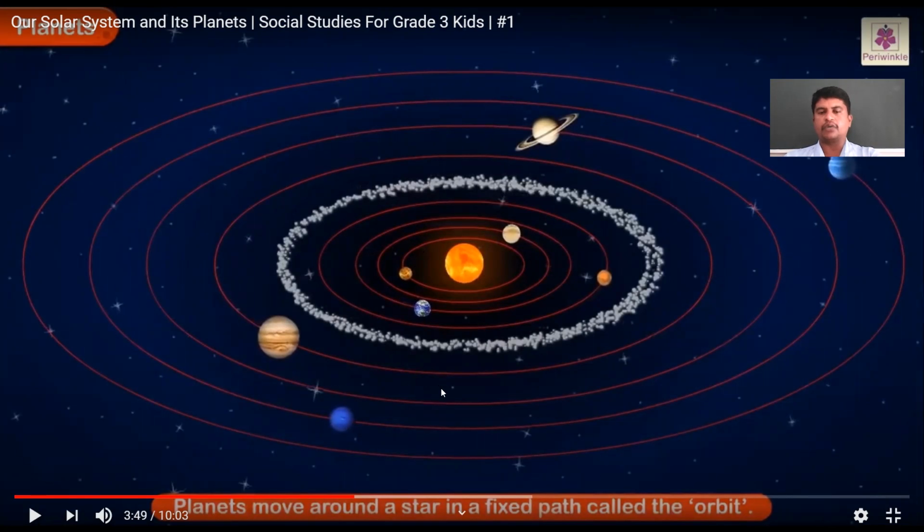Planets move around the star in a fixed path. That fixed path is called the orbit. You just look at the video here. This planet always moves in a fixed path. This is its fixed path. Look at this. It doesn't change its path. Am I right? So the path in which the planet moves is called the orbit. Now keep watching.